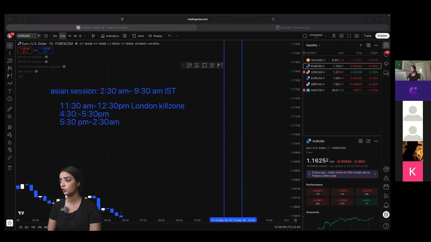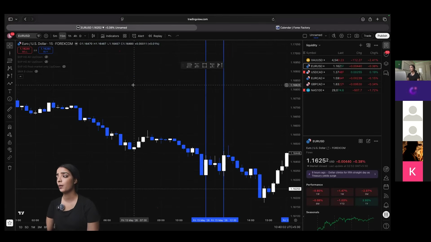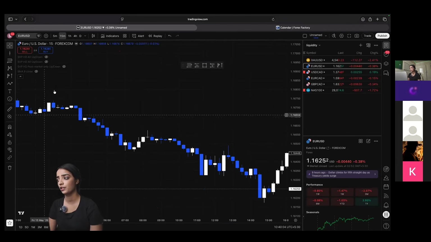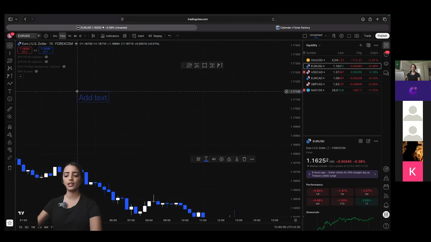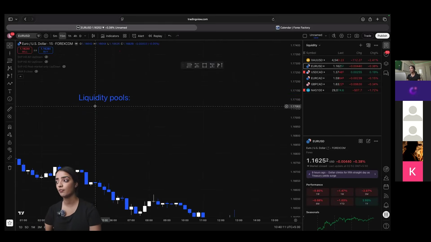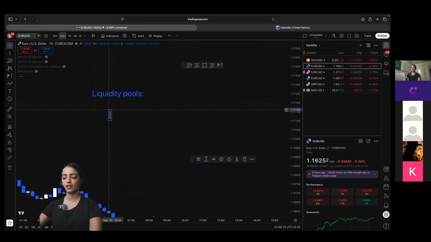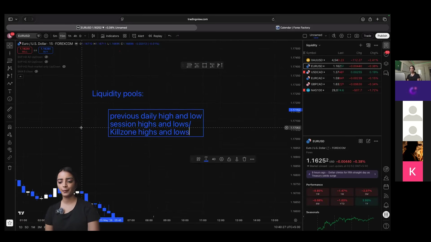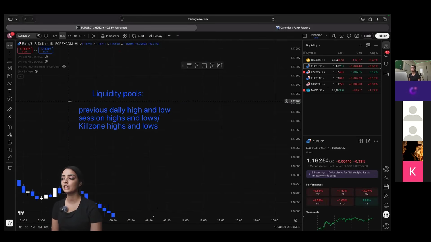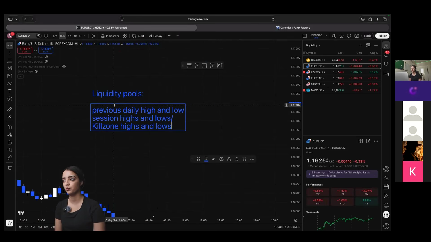Okay, cool. Good. Now let's talk about major liquidity pools, which is a very big factor when we are taking trades. We have major liquidity pools in the market. What are the major pools of liquidity? They are the previous daily high and low. We have session highs and lows. We have kill zone highs and lows. Primarily, let's talk about them. These are basically major liquidity pools.